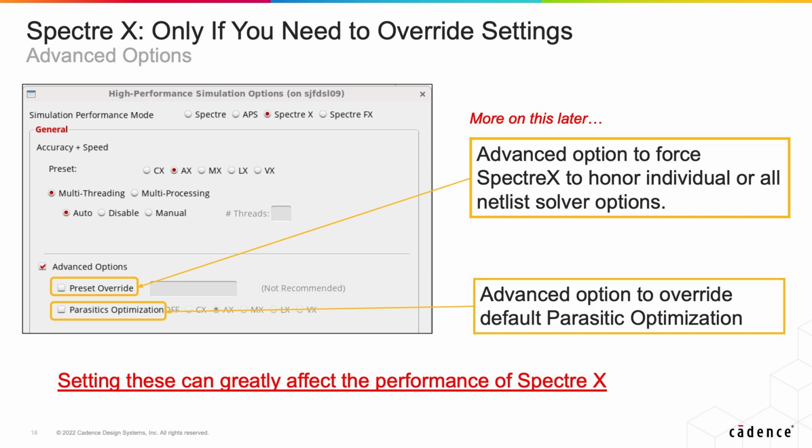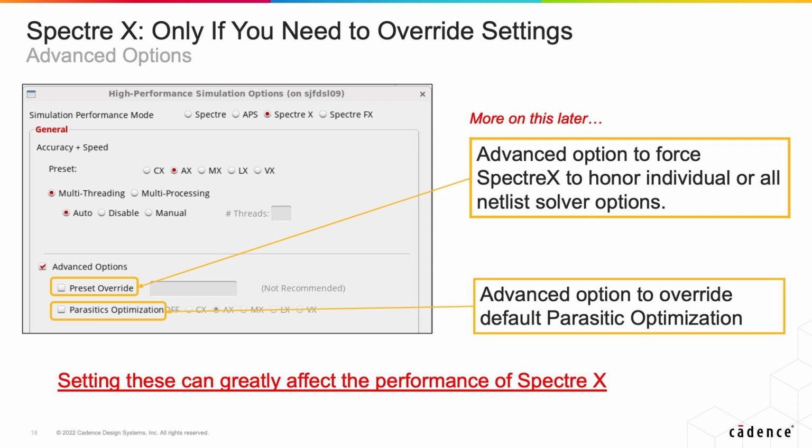And there is this thing called preset override. Again, normally we say do not touch this, but if you are very particular about maintaining a parameter from your APS netlist, like Reltol or the integration method, you can actually do preset override and put it here, but we definitely do not recommend it. If there is a reason, you could do it, and then Spectre X will be forced to use that value for that particular parameter, but keep in mind that might affect the performance of Spectre X.